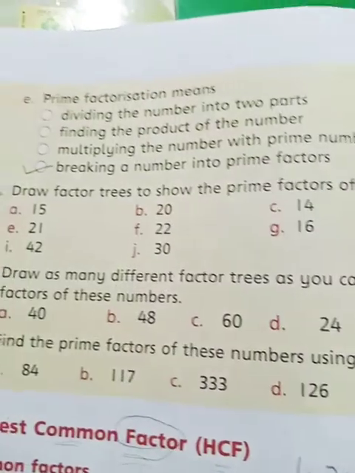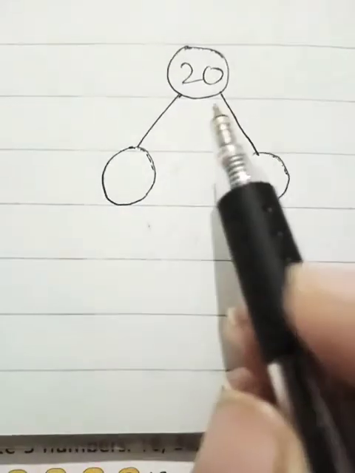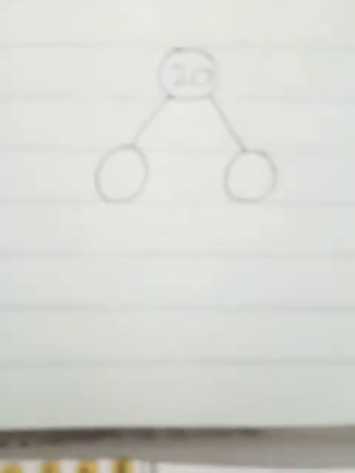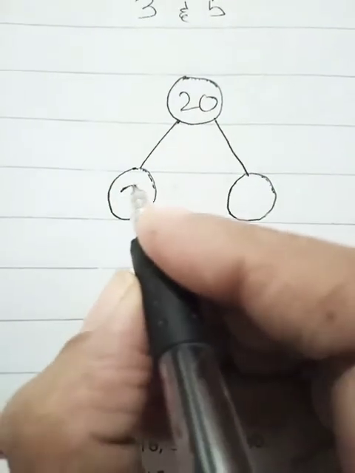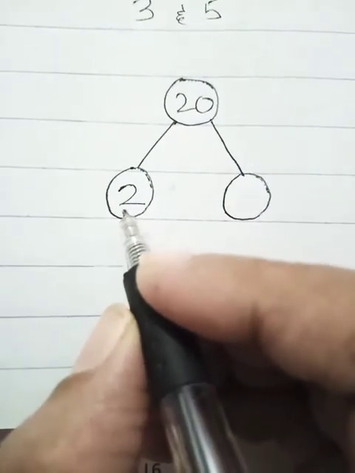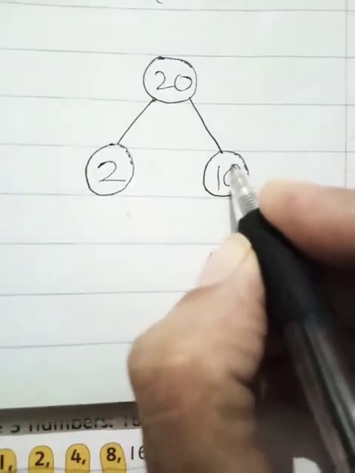Okay. Now let's see part number B, 20. So we will write like this, 20, and 20 is an even number or odd number? 20 is an even number, so we will start with 2. Now see the table of 2 to get 20. Yes, 2 tens are 20.